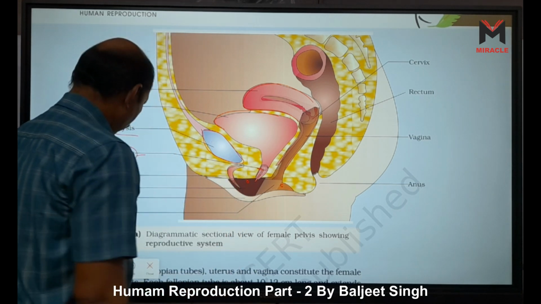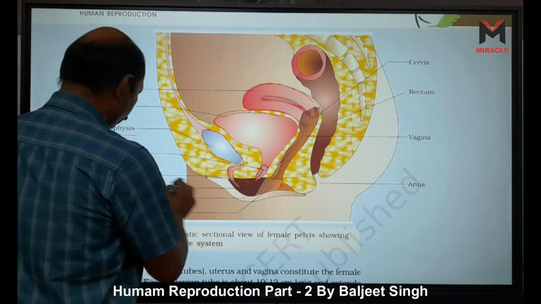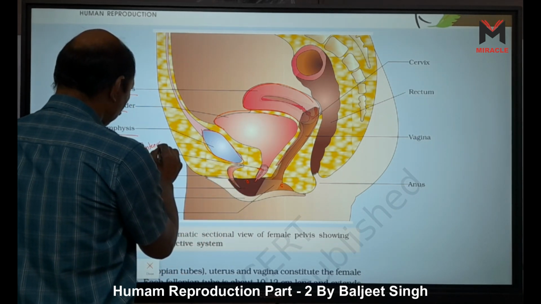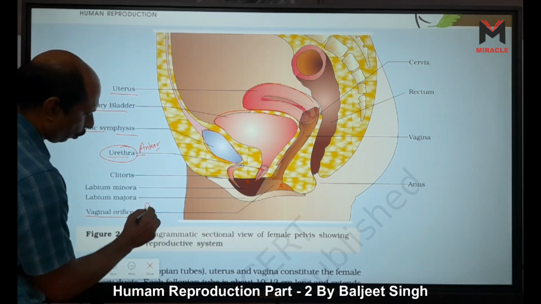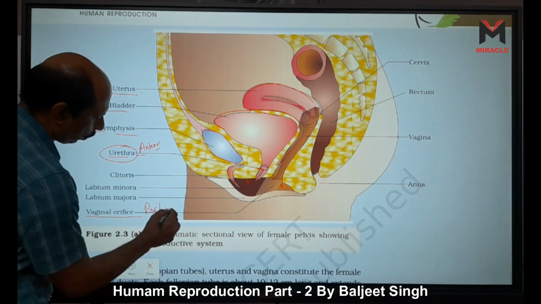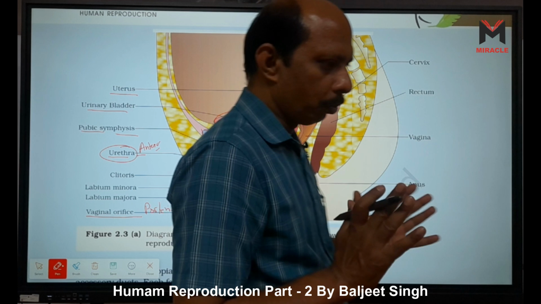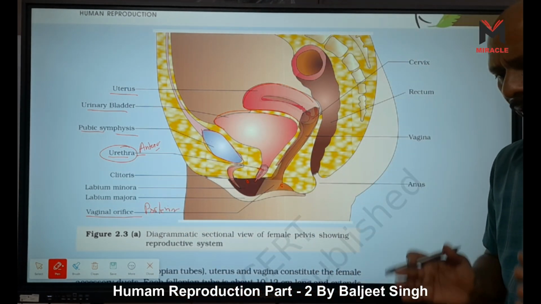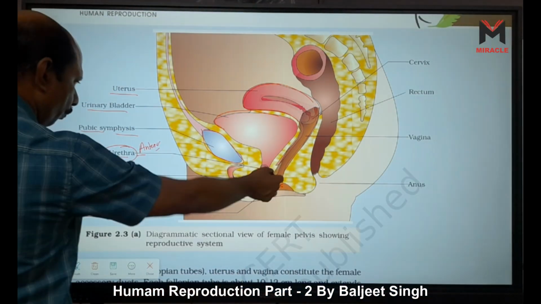So anteriorly, this one is the vaginal orifice, right? So this is the anterior portion, urethra, anterior, right? And this is the vaginal orifice. It is toward the posterior. Here also there is one pair of glands, the Bartholin glands, and the Bartholin glands open laterally in the vagina, right?